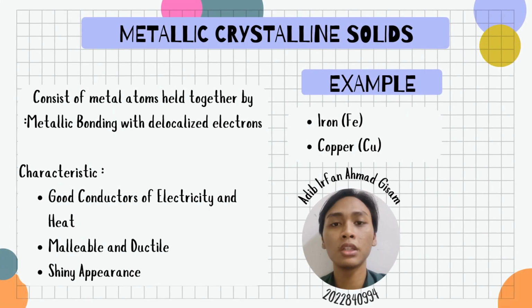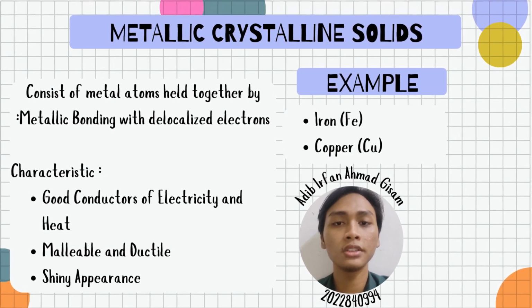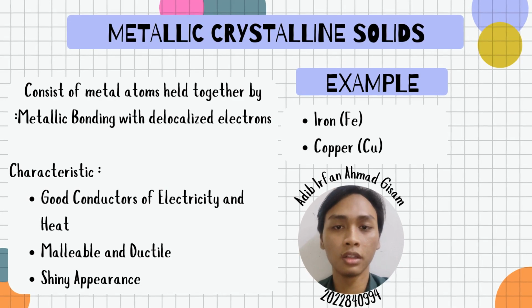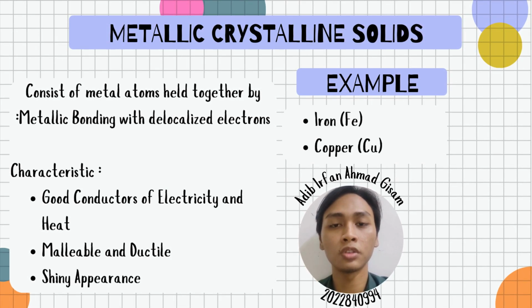And then we have a metallic crystalline solid, which consists of metal atoms held together by metallic bonding, where electrons are free to move throughout the structure. This allows metals to be good conductors of electricity and heat. They are also malleable, ductile, and usually have a shiny appearance. Examples of these metallic crystalline solids are iron and copper, which are commonly used in construction and electrical applications.